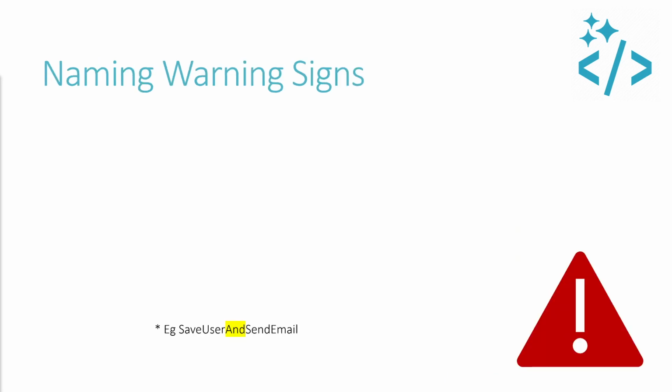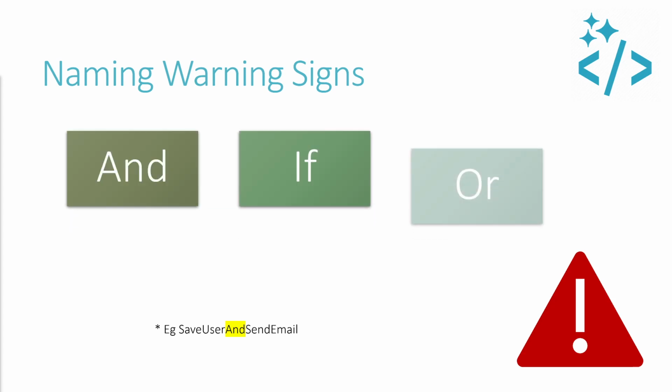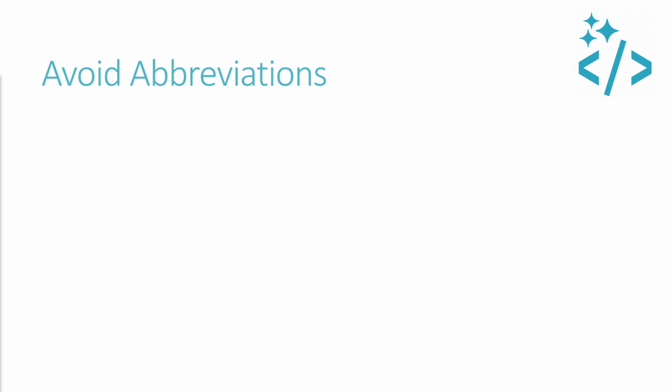We have here some naming warning signs. So if you see something like and, if, or or in the method name, then it's an indication that this method does more than one thing. So we should avoid such methods. And I would recommend, for example, here we have this save user and send email. We should create two methods, one for save user and the other one for send email, and call them in the respective order if we have to.